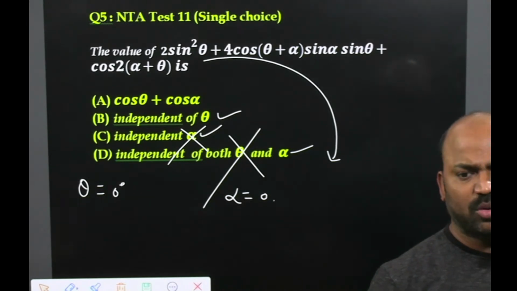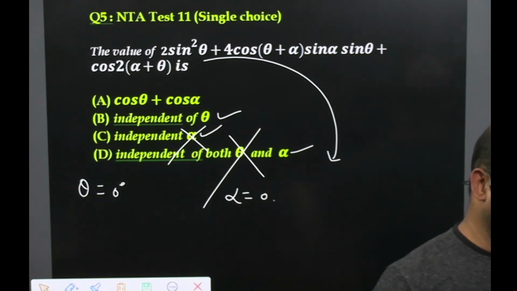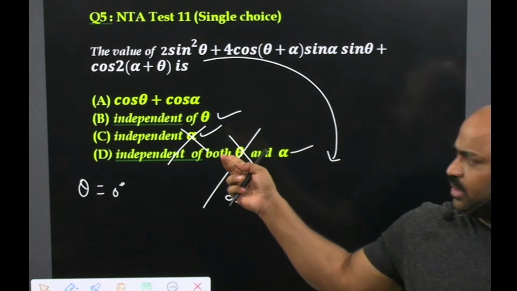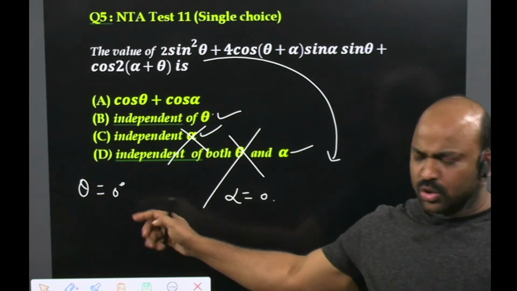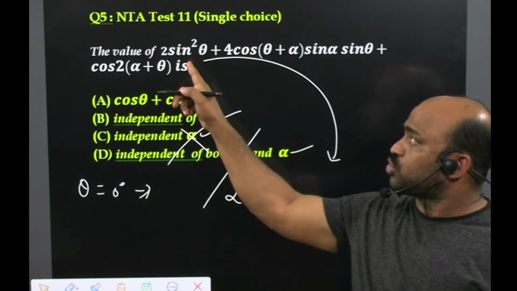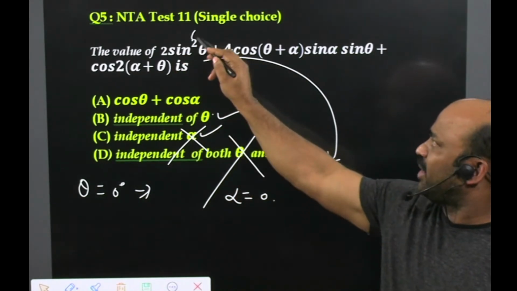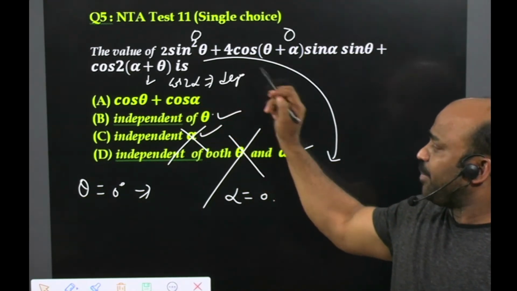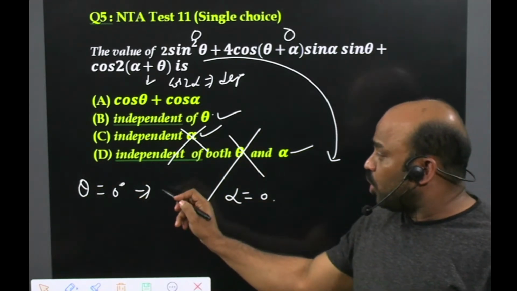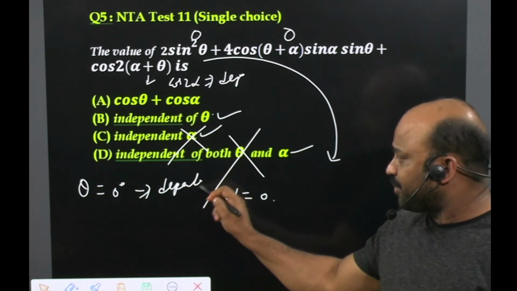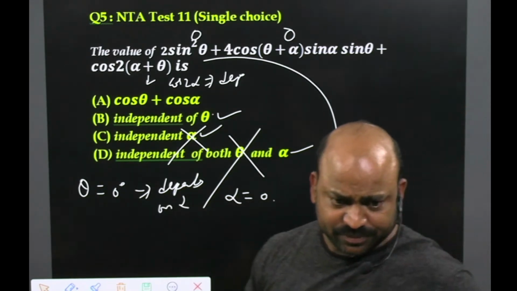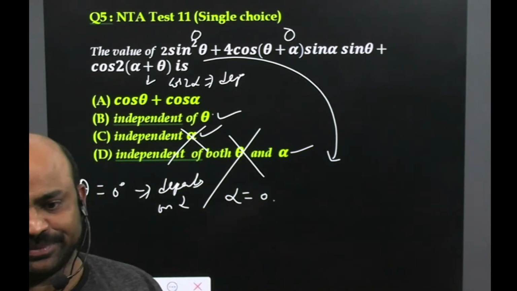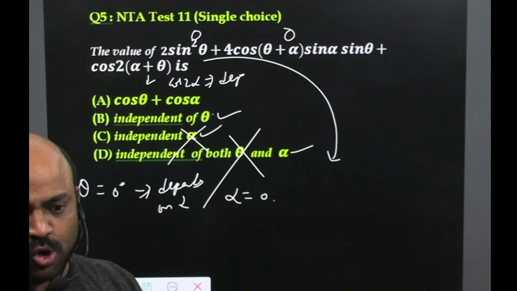alpha 0 ఇచ్చినప్పుడు, if there is no theta, it is independent of theta, not alpha. Already we got a clarity that in the first case by putting theta 0, I got the value cos 2 alpha. చూసుకోండి, sin 0 is 0. Understood? Cos 2 alpha means it is depending on alpha. So by putting theta 0, I got that it depends on alpha. That is clear. Putting alpha 0, if I won't get in terms of theta, it is independent of theta. Why? There is no theta, right?